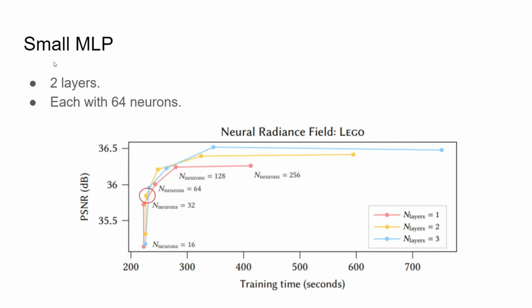Finally, the results. The first result I'm showing here is the small neural network configuration chosen by the authors. It's extremely small compared to the vision models we used to. It only consists of 2 layers, and each has 64 neurons. And the reason for that is because the author thinks this is a good balance between the reconstruction quality and the training speed.